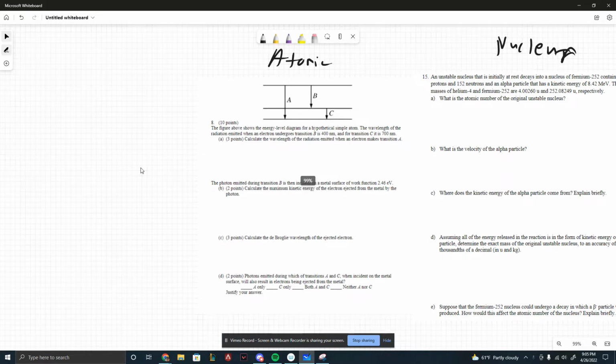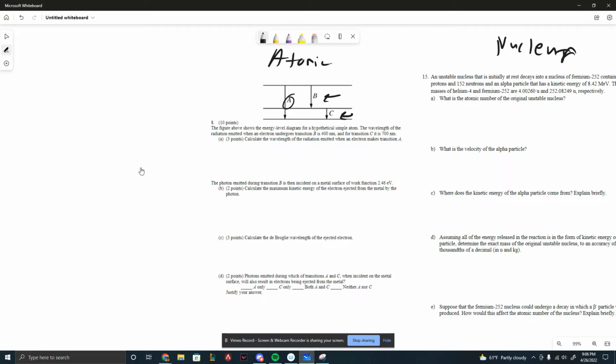Let's zoom in here. The figure shows an energy level diagram for a hypothetical simple atom. The wavelength of the radiation emitted when the electron undergoes transition B is 400 nanometers, and for transition C is 700 nanometers. Calculate the wavelength of the radiation emitted when the electron makes transition A. So we have B, we have C, but we need A.